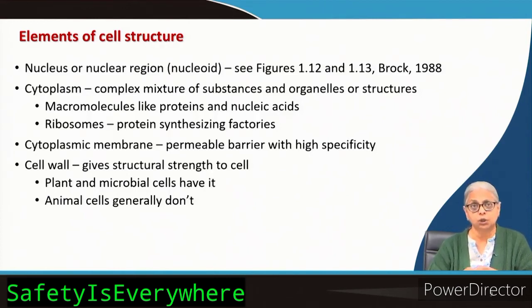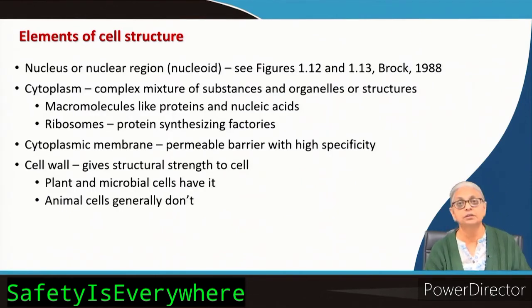Then we come to cell walls. Cell walls are required for giving structural strength as well as what we call integrity to the cell, because it cannot exist independently unless there is a wall around it. So microbial cells as well as plant cells have cell walls, while animal cells generally don't have cell walls, for the simple reason that they are differentiated into tissues and organs and they don't need a cell wall.